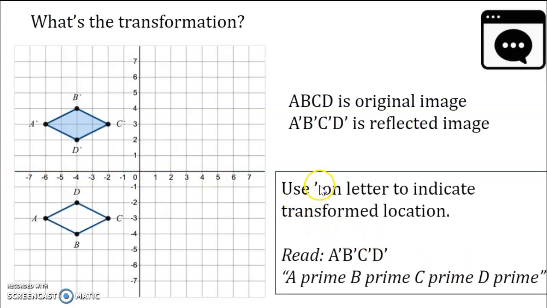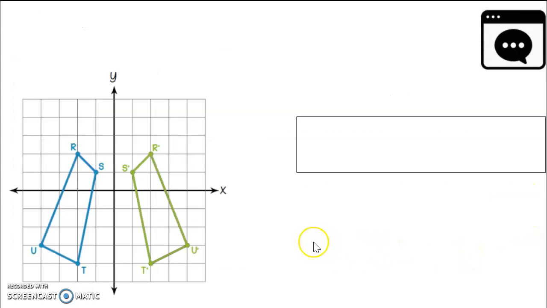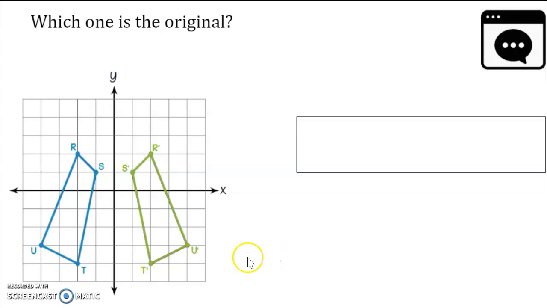Okay, so it has to be a reflection about the x-axis. And so we use the prime, that apostrophe looking thing on the letter, to indicate the transformed location. So they do match up. C and C prime, they match with each other. And we read A apostrophe, B apostrophe, C apostrophe, D apostrophe as A prime, B prime, C prime, and D prime. You should say it to yourself at the very least so that you get used to the vocabulary here.